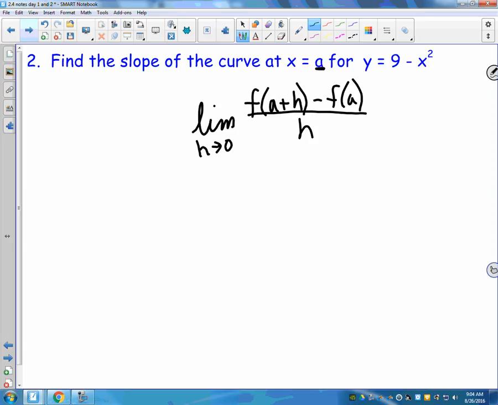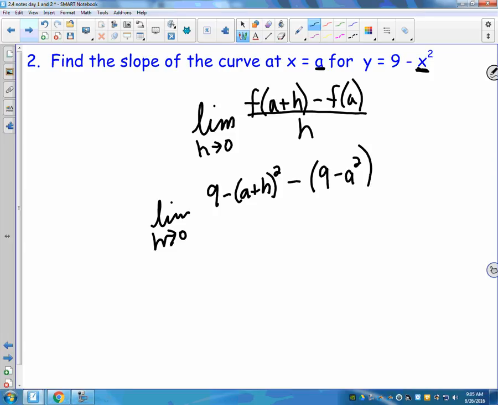So now we get to practice our function notation. If I want to do f of a plus h, that means everywhere there's an x in this problem, I'm going to replace it with a plus h. So I'm going to get the limit as h approaches 0 of 9 minus a plus h squared, minus just f of a, which means everywhere there's an x, I'm going to replace it with an a. And again, watch your negative sign. I'm going to put parentheses, 9 minus a squared, or if you want to, go ahead and distribute that.